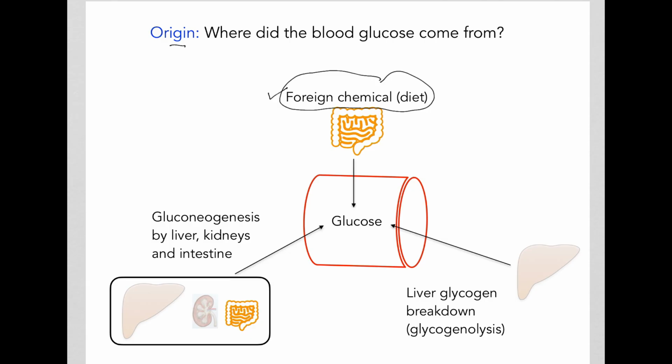And we've talked about this in previous videos on metabolism. Glucose is made by gluconeogenesis, especially in the liver. And some gluconeogenesis does also happen in the kidneys and intestine. And glucose also can come from the breakdown of glycogen, so glycogenolysis. So glucose can be made from the body, and glucose can be a foreign chemical. So that's the origin of glucose.